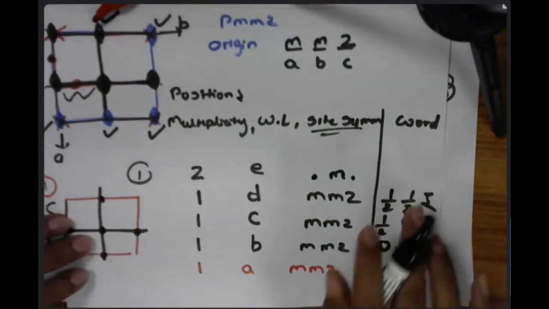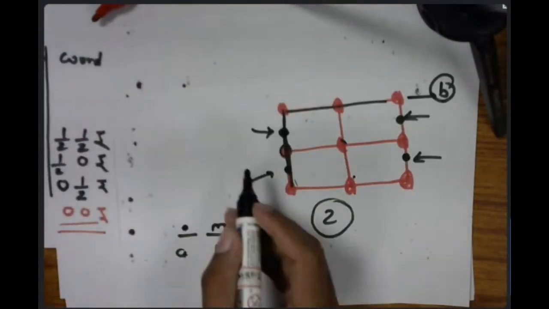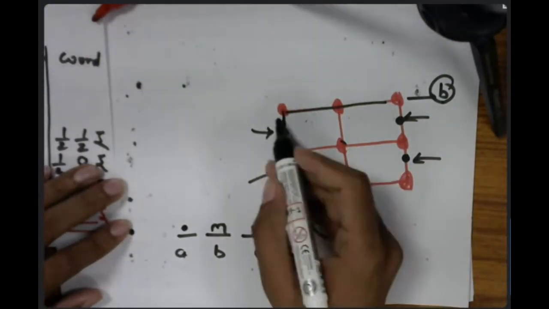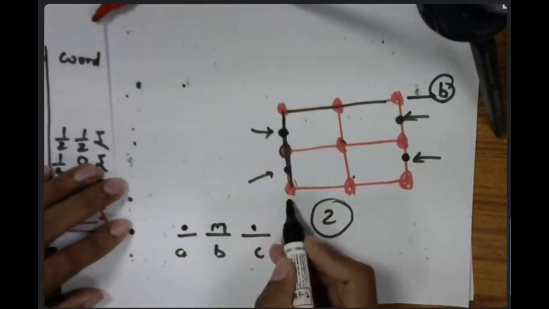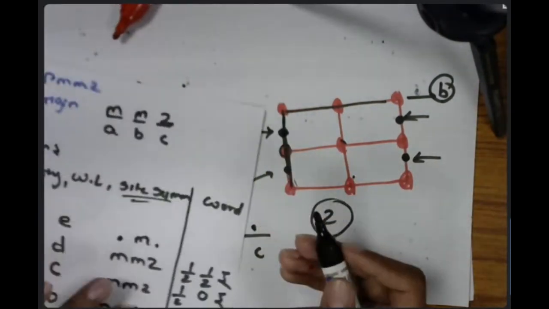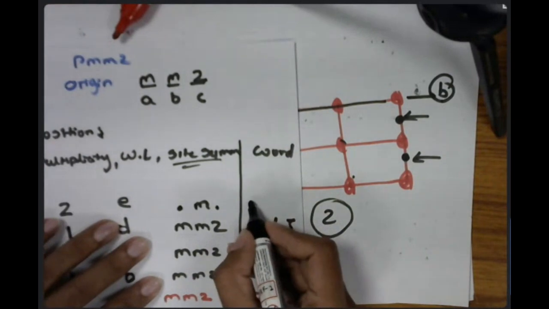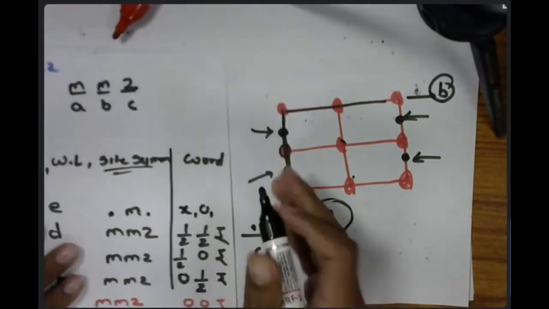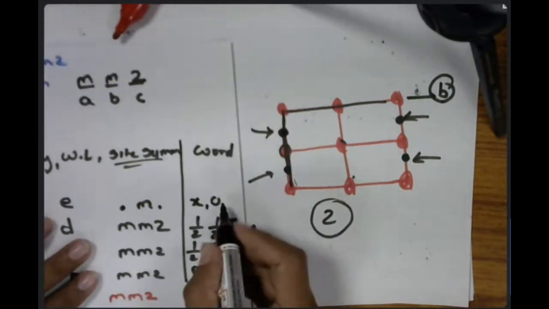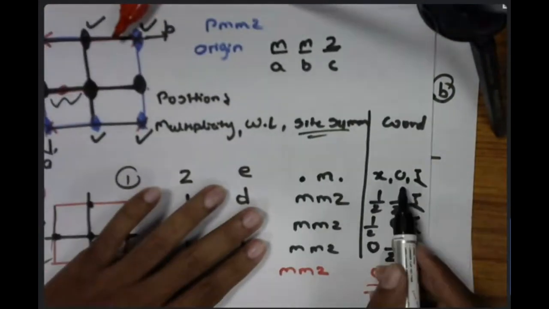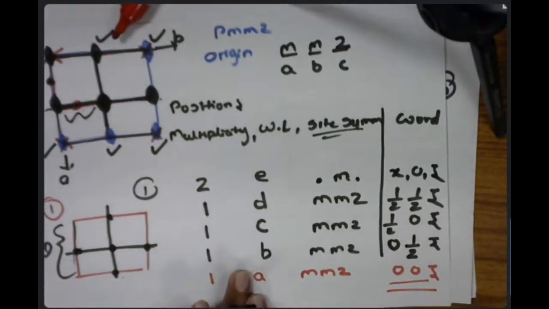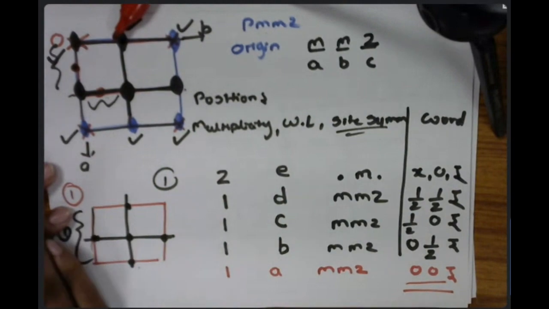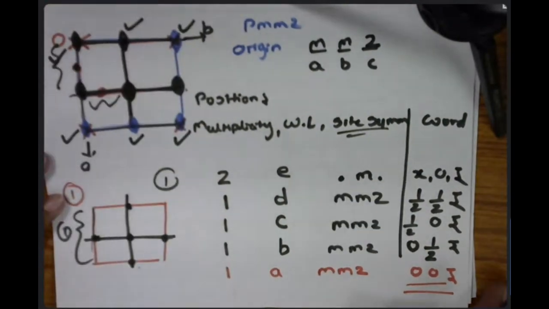Now, what about the coordinate? About the x, it can be anything. But the y coordinate is always 0, since it is lying on this particular mirror. So about the x, it can be anything, so we'll write x. About the y, it is 0. And about the z also, since this is a mirror, it can be anything. So x, 0, z. Right. So that's how one can proceed further.